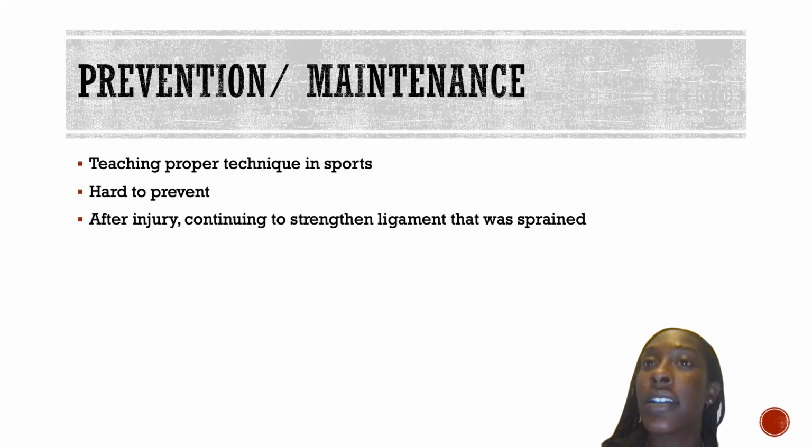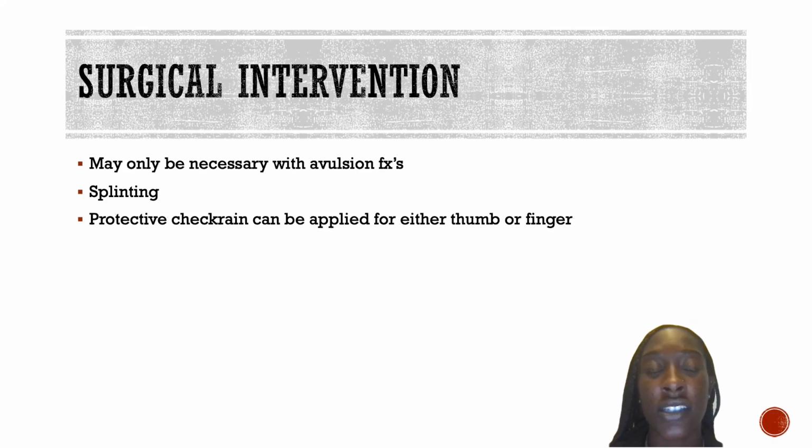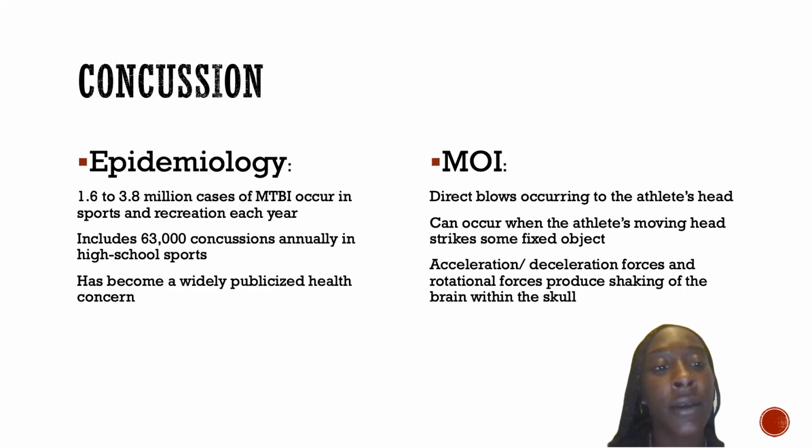It's really hard to prevent jammed fingers. Sometimes a ball gets thrown wrong. We're going for a pass, a rebound, a layup, or a dig, and something just happens. So I do think that teaching proper technique in the sport is going to be very, very beneficial. It's hard to prevent. And after injury, continue to strengthen those ligaments. Surgical interventions, I think, will only come from avulsion fractures. You will splint it though. And then protective check brain can be applied to either the thumb or the finger once the athlete has been cleared to go back.